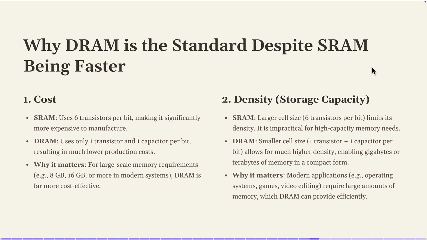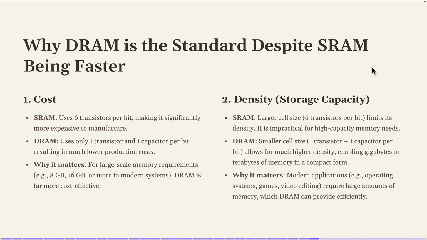So as already explained, why is the DRAM the standard now in computers, despite the SRAM being faster? As already mentioned, the cost, okay, because 6 transistors per bit will make it significantly more expensive to manufacture. Okay, and the DRAM uses only 1 transistor and 1 capacitor, while the SRAM uses 6 transistors to store 1 bit. So for large scale memory requirements like 8 gigabytes, 16 gigabytes, and even more, DRAM is more cost effective. The other thing is the density, okay, because the SRAM will have a larger cell size.